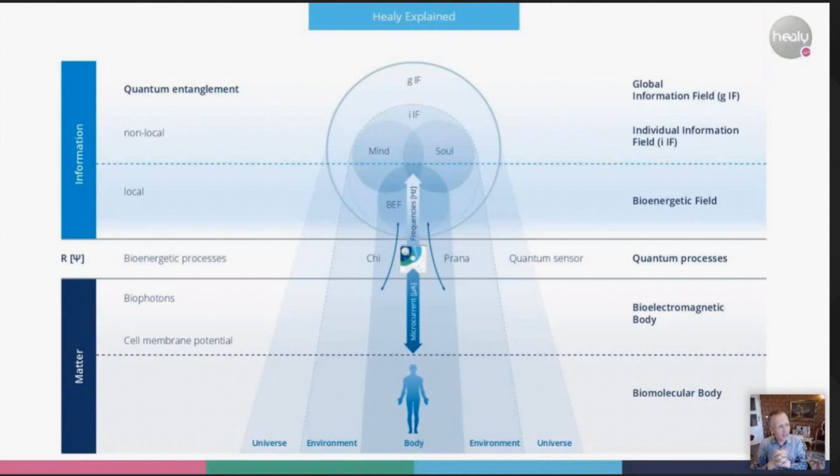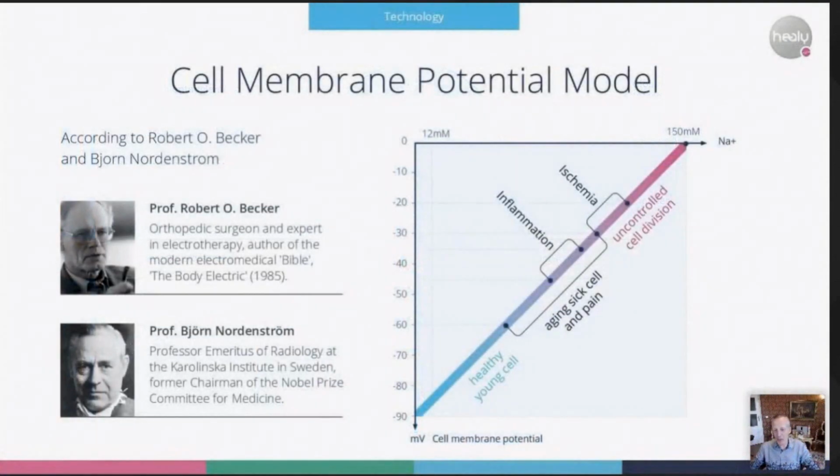And the goal of this science is really to connect body, mind, and soul, to connect information, matter, and energy in one big picture. So this is one aspect of what we are working on and have been working on to give you a deeper insight into how Healy functions. There are many details I won't talk about today, but I just want to show you two new pictures.